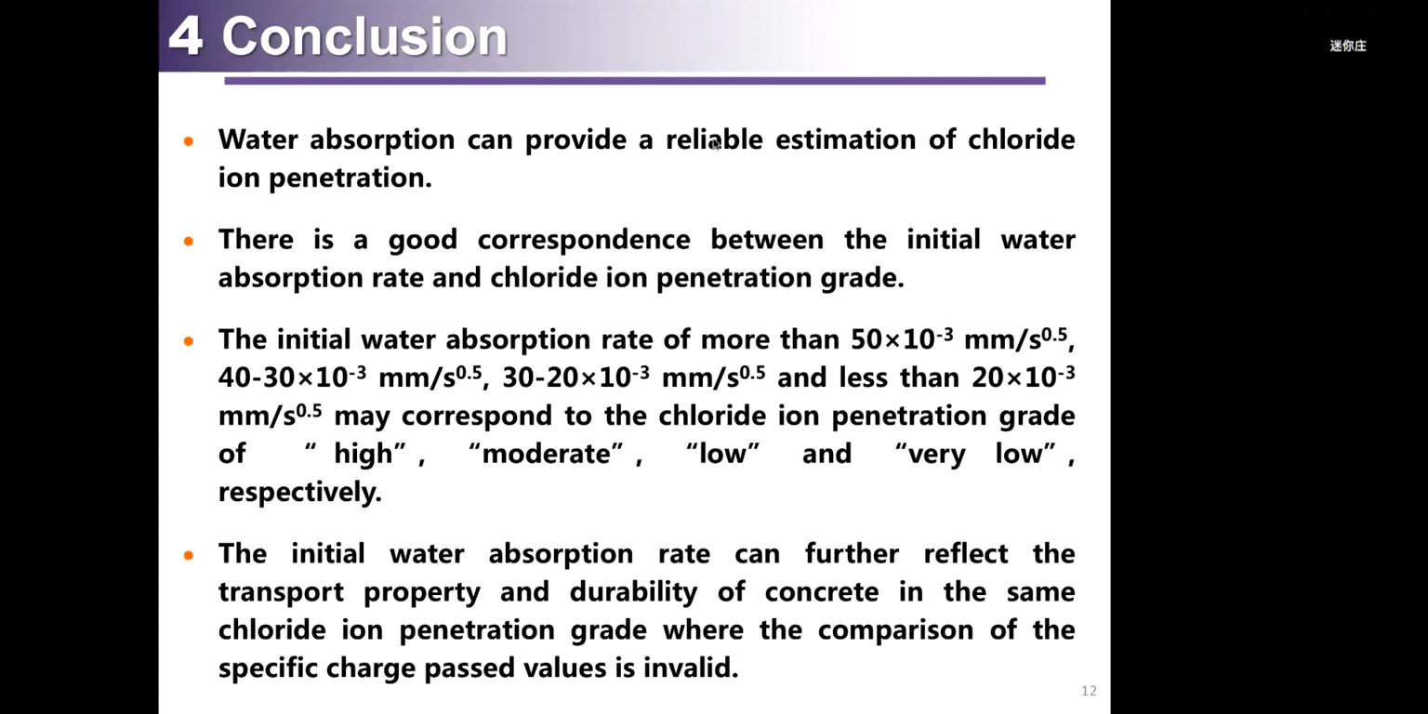The initial water absorption rates of more than 15, 14 to 13, 13 to 20, and less than 20 times 10 to the minus 3 millimeter per square root of the second may correspond to the chloride ion penetration grades of high, moderate, low, and very low respectively.